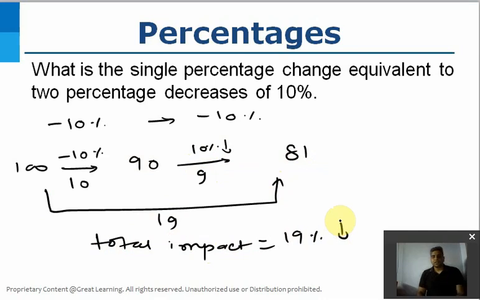Okay, so this is the way we are trying to find out values in different scenarios. And let's recap what we have learned in a while.